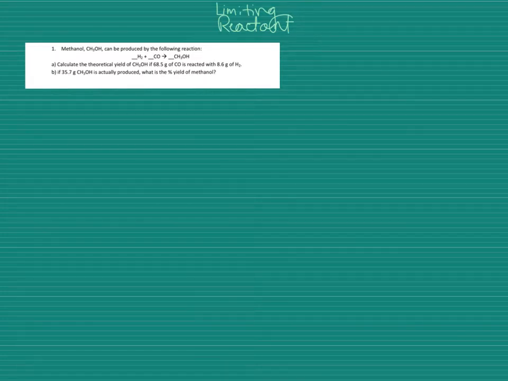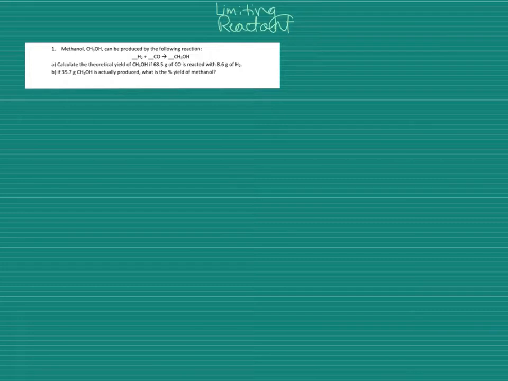So this is the first problem on the limiting reactant worksheet. So, stoichiometry number 4. The first thing you always have to do in a stoichiometry problem is, of course, balance the equation.